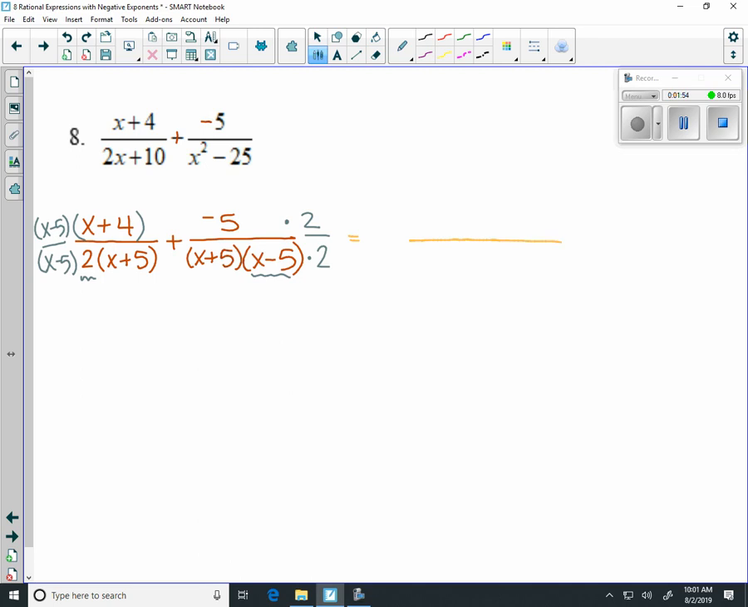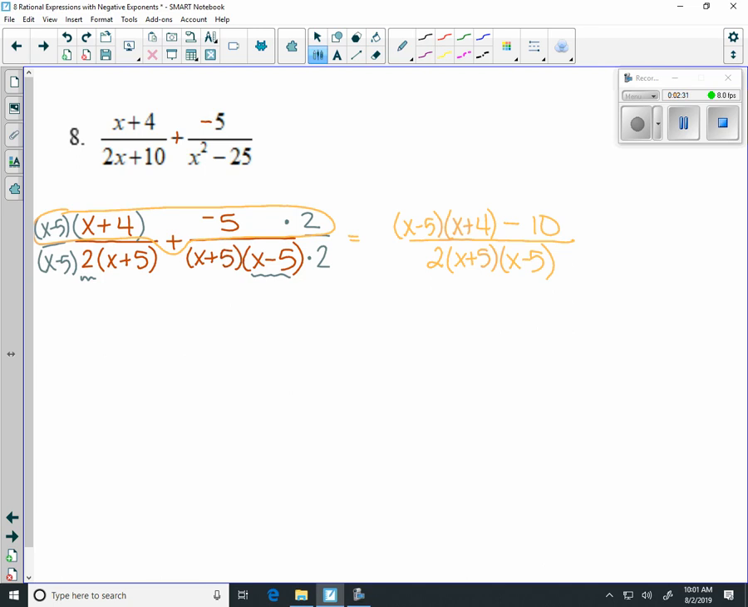So my common denominator I like to write out in the next step. We just made this great common denominator of 2 times x plus 5 times x minus 5. And our numerator is now this: x minus 5 times x plus 4, those are in parentheses on purpose, plus negative 5 times 2 is negative 10. Minus 10 or plus negative 10. Either of those would be lovely.